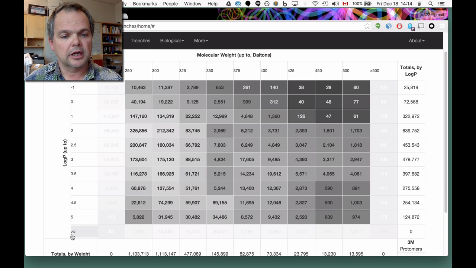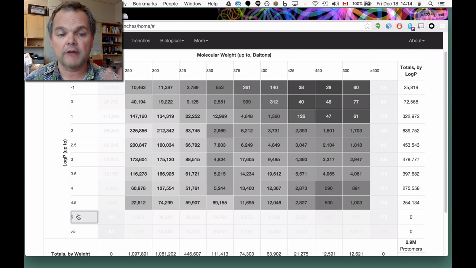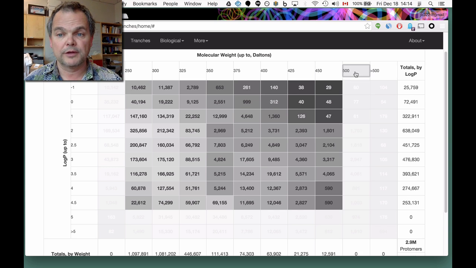And similarly, for log P, we've cut out things greater than log P of 5. It would be perfectly reasonable for you to cut out a little bit lower. To do that, you can toggle this on and off, and now you can suppress the greater than 4.5 in log P. Similarly, we've cut out molecules greater than 500. It would be perfectly reasonable for you to turn that off and get fewer molecules, so only up to 450.